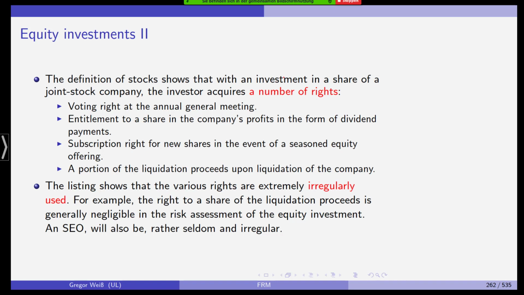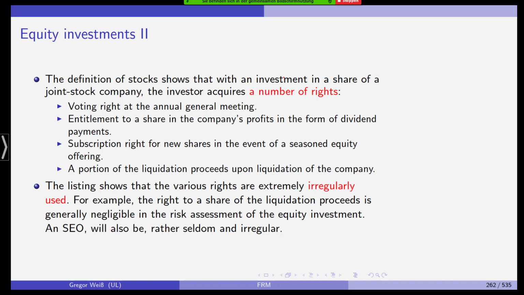If you are offering the shares of a company to the public for the very first time, this is called an initial public offering or IPO. If you raise capital, if you're in need of more equity, you do a seasoned equity offering. You're offering new shares, and the previous shareholders have a subscription right, so they get, in a sense, preferential treatment. They are the first to which the new shares are offered.